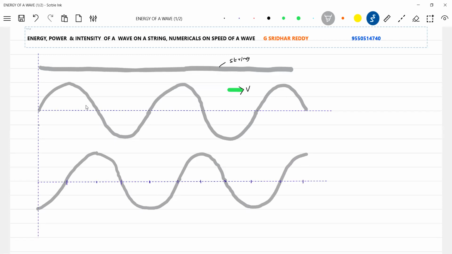Okay, this will be the shape of the rope. Okay, let's get into some part. This is very, very important. You don't have it in the textbook, so I'm trying to explain through the diagram.